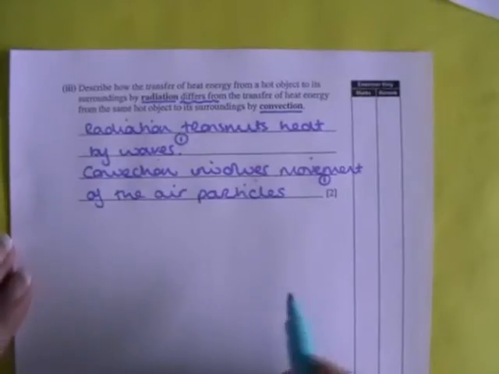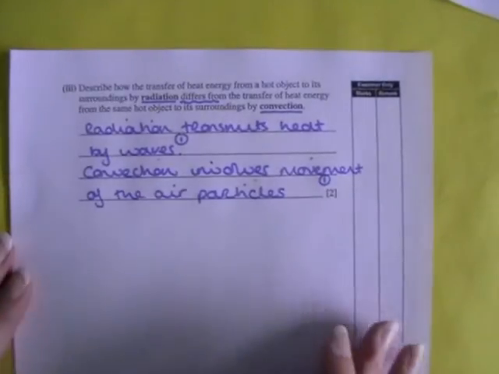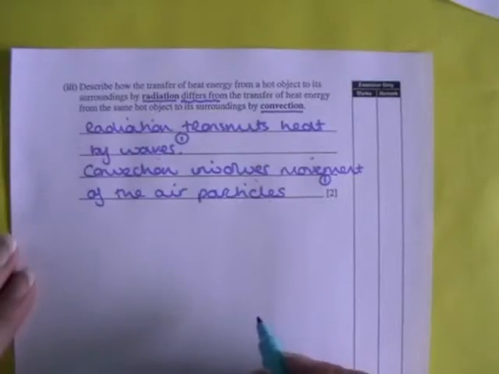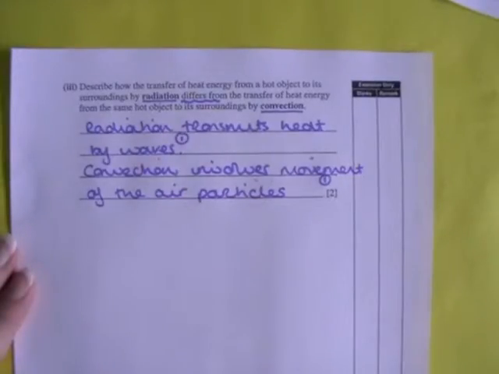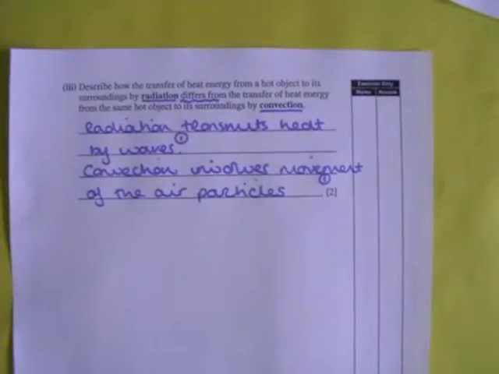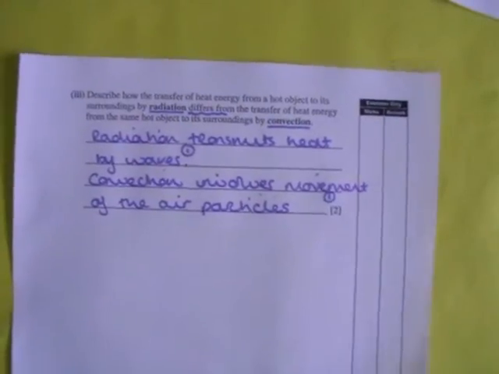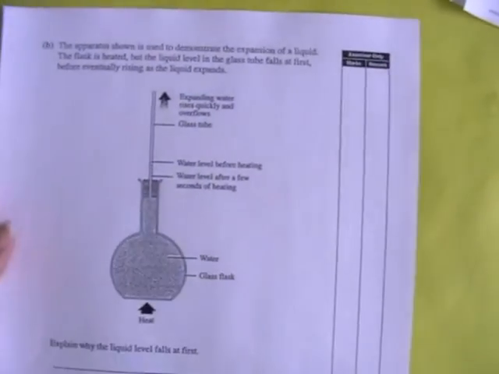Also, other answers which you could put in there but aren't quite as good are things like convection transfers heat only upwards as the hot air rises, whereas radiation transmits heat in all directions. But the best one is the fundamental idea of the difference between the waves and the movement of air particles. Now, the next part of that question is on the next page.